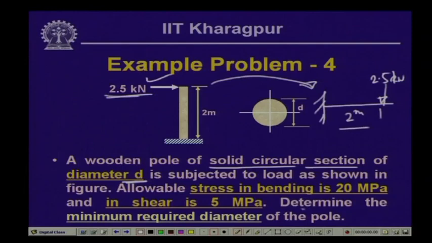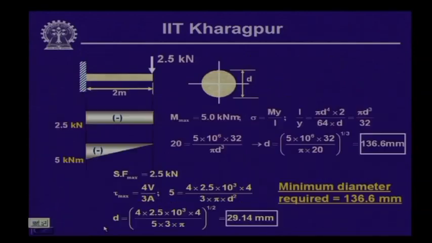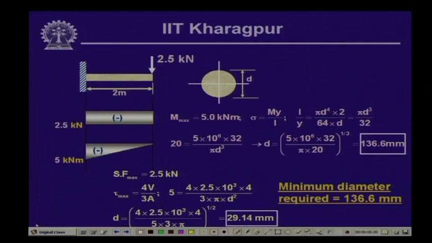Now, we will have to determine the diameter of this particular pole so that the stress in bending does not exceed 20 MPa and the stress in shear does not exceed 5 MPa. If we draw the bending moment and shear force diagram for this pole, it is going to be like this, which we have already done earlier. The maximum shear force is going to be equal to 2.5 kilonewton and the maximum bending moment is going to be equal to 5 kilonewton meter.